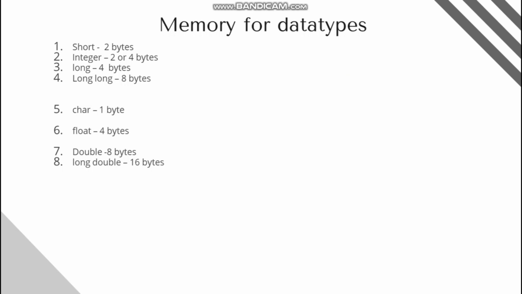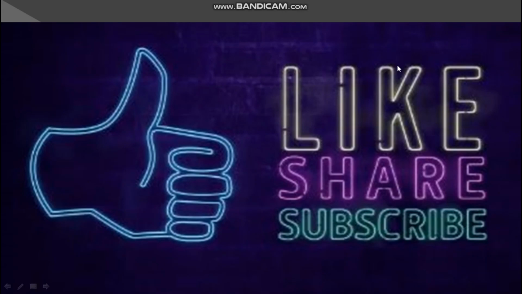So we have seen what the data type is, the need of it, and the broad classification as primitive, derived and user defined, and the sub-classification of the primitive into integer, character, float and double. In the next video, we will see the range which these primitive data types can hold. I hope you understood the concept of the data types.